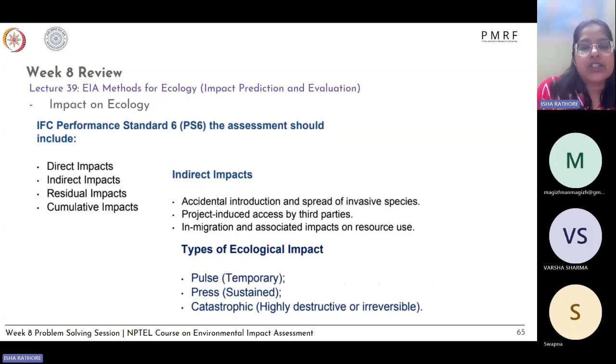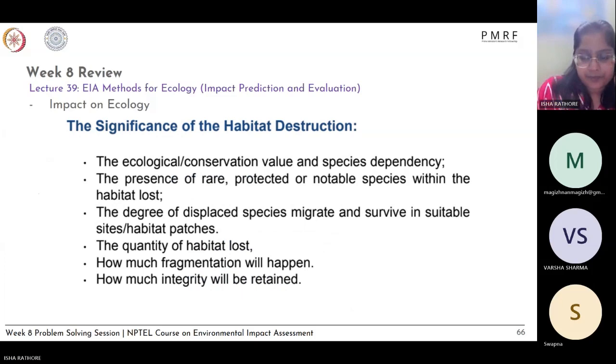Indirect impacts include accidental introduction and spread of invasive species or non-native species, project-induced access by third parties, in-migration and associated impacts on resource use. So those are indirect impacts. Now, the ecological impacts can be measured in three types. So you have pulse, which is temporary, press, which is sustained, and catastrophic, which is highly destructive or irreversible.